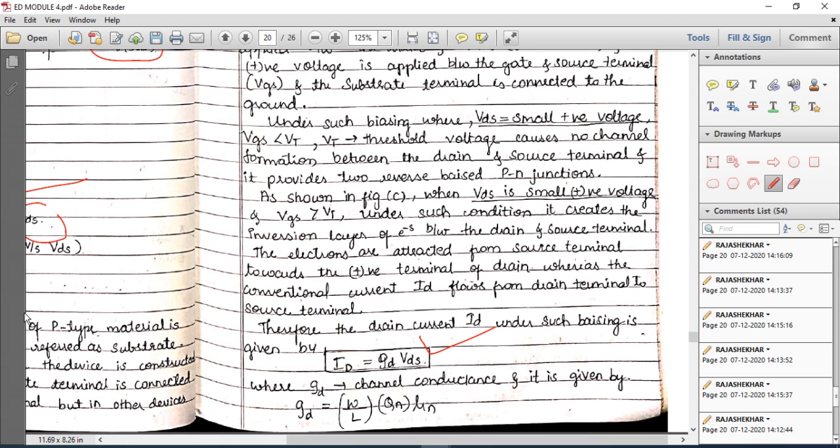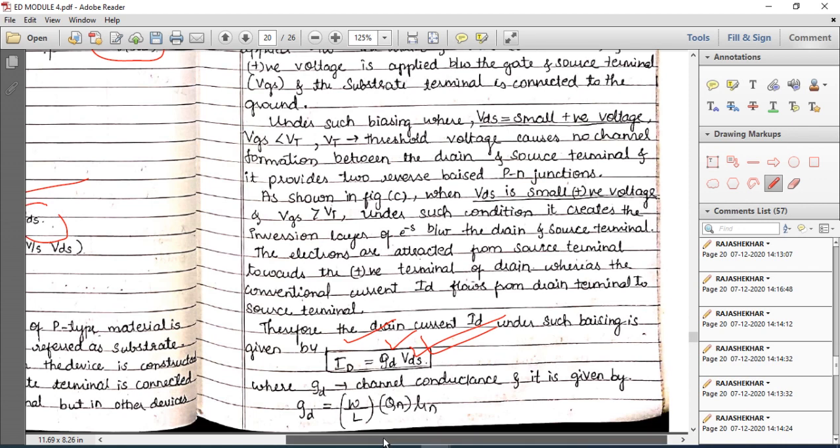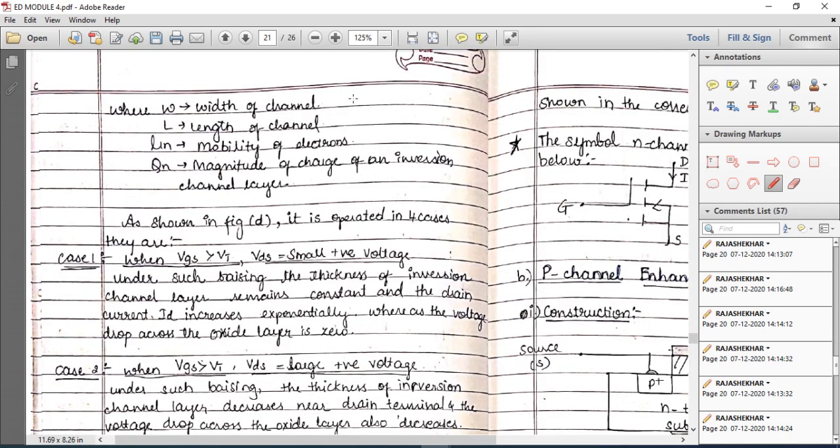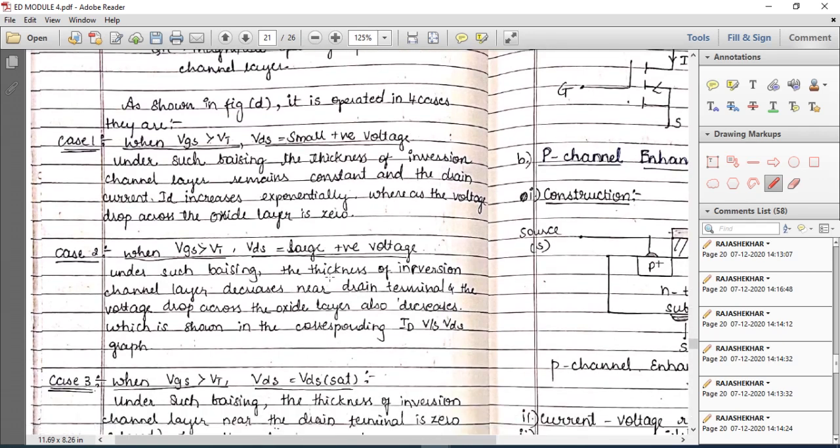Here we have written one formula directly, with no need for derivation. Based on that explanation, the drain current ID equals GD, the channel conductance, times VDS, the applied voltage. This GD is the channel conductance, given by W by L times Qn times mu n. Here W is the width of the channel, L is the length of the channel, mu n is the mobility of electrons in the channel, and Qn is the magnitude of the charge stored in the channel, or in the inversion layer of the channel. And these are the cases which we have discussed right now.